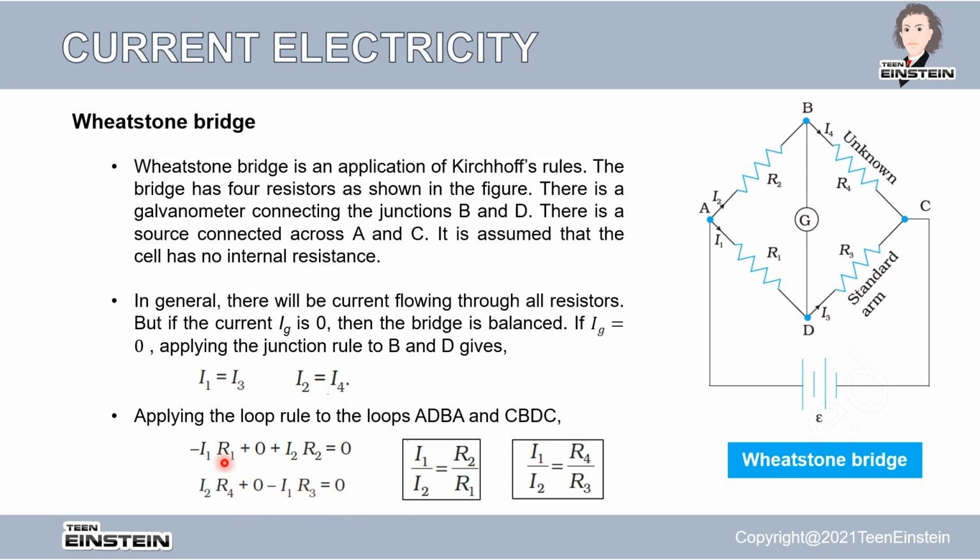So look at this equation. I1 R1 equals I2 R2. If you rearrange this, we can take the I's to the left-hand side, so I1 by I2 equals R2 by R1. Let's keep this aside. Now let's look at the other equation. I2 R4 equals, if you take this to the right-hand side, I1 R3. Then if you divide I1 by I2, you get R4 by R3. So we have I1 by I2 equals R2 by R1, and I1 by I2 equals R4 by R3.